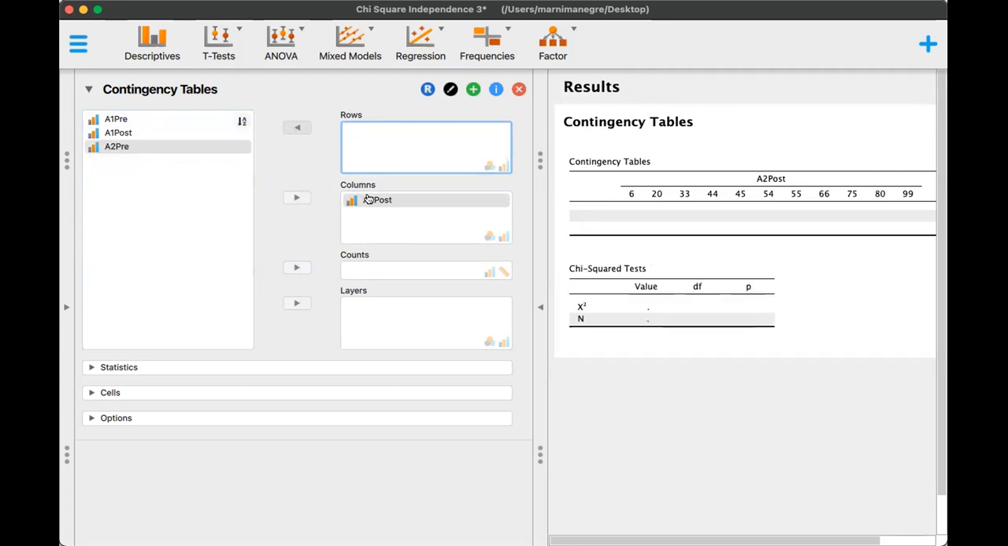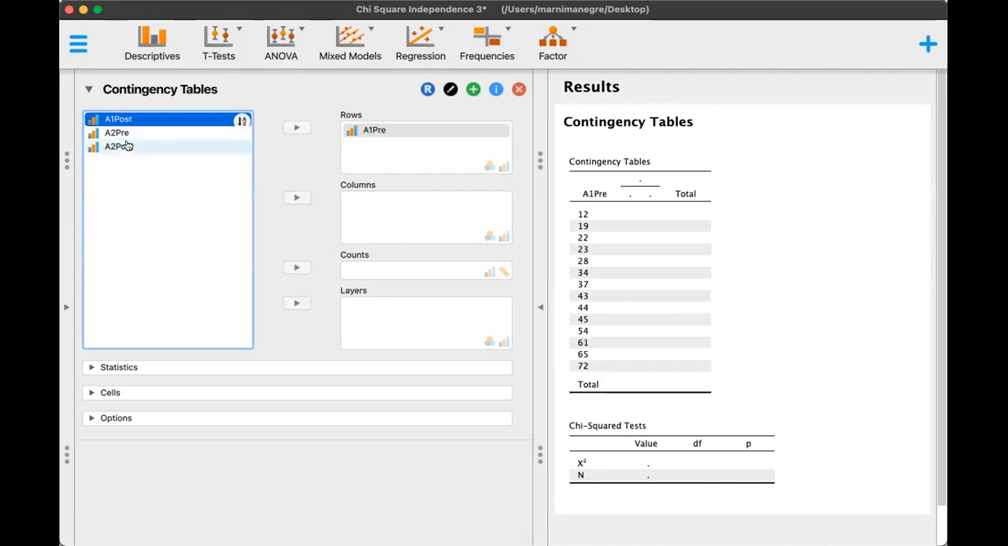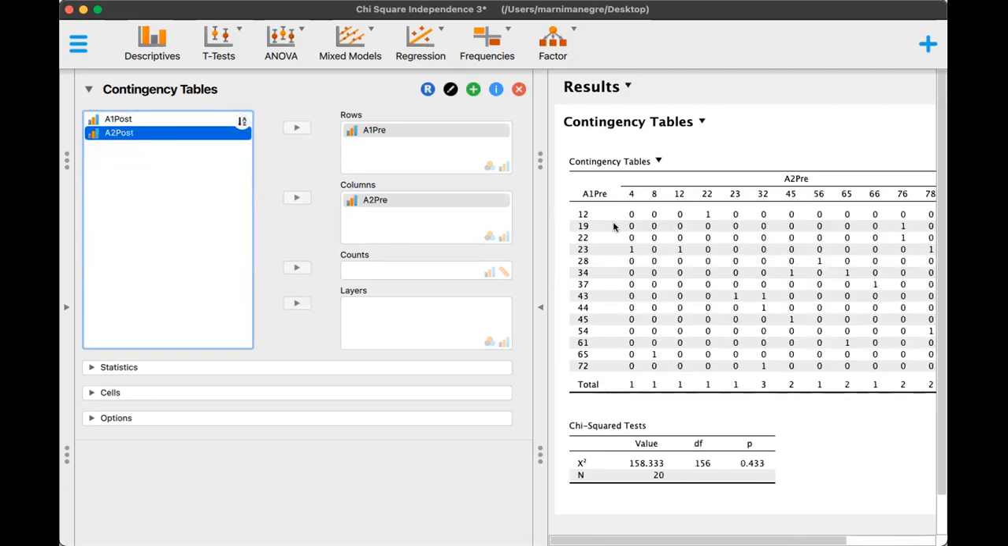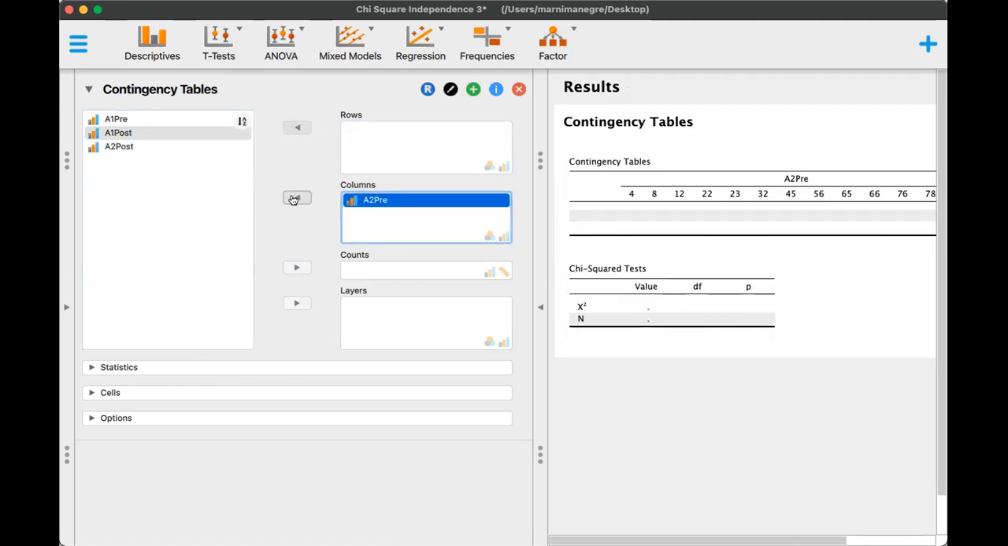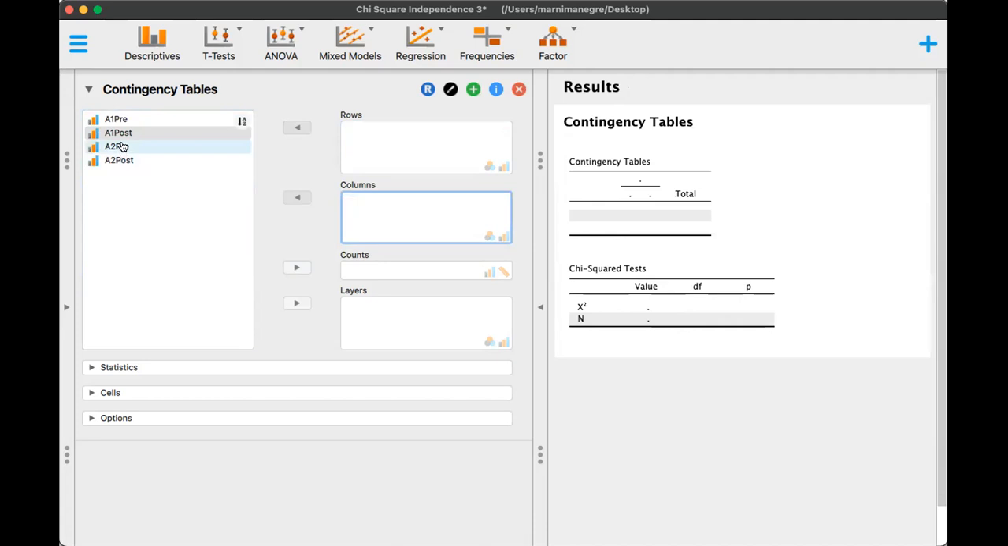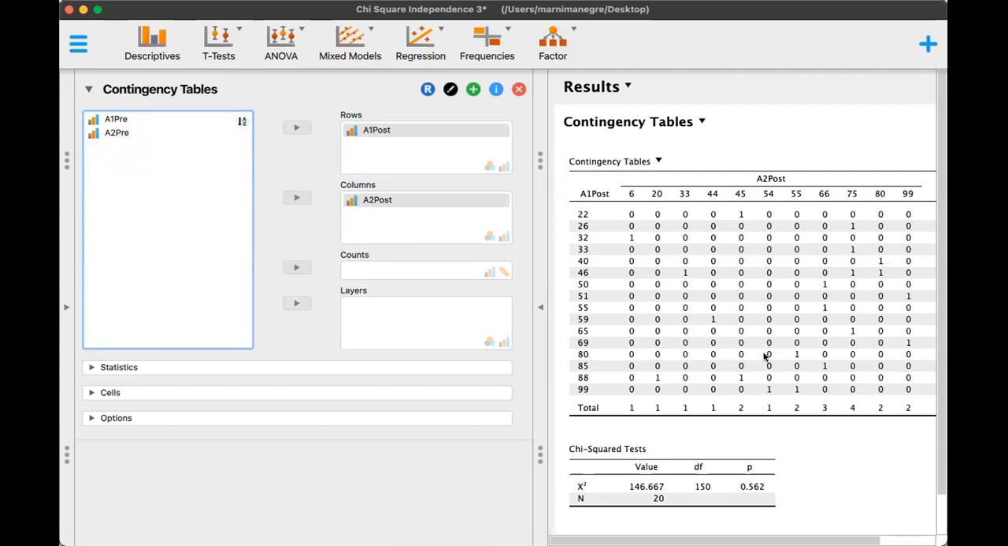Now, what we would have to look at then is let's look at the A1 pre to the A2 pre. There's no significant difference at the onset of the study between the two groups. So these two groups are the same at the very beginning of the study. Now we know that the testing didn't work for the A1 participants, but let's look at the A1 post-test to the A2 post-test. And again, there's no significant difference between the two groups at the end of the study.